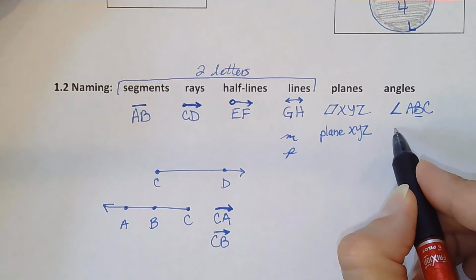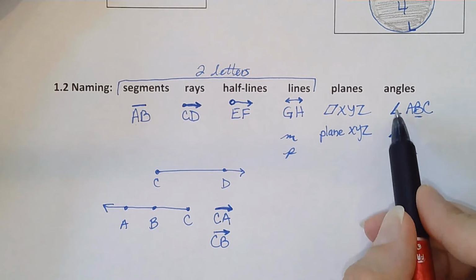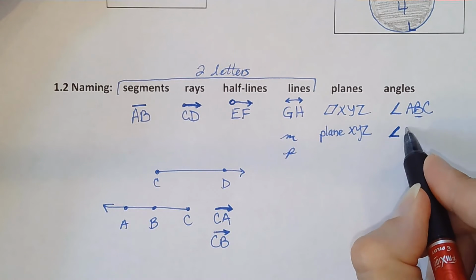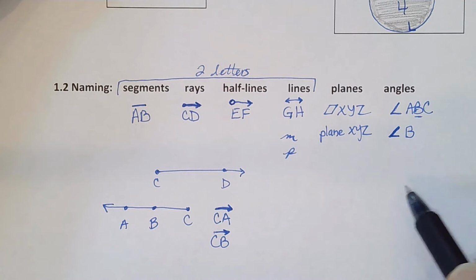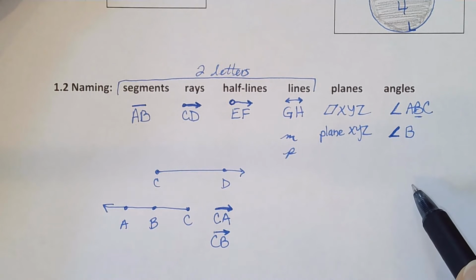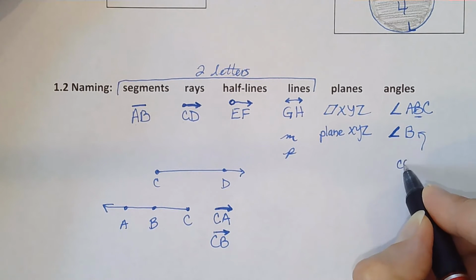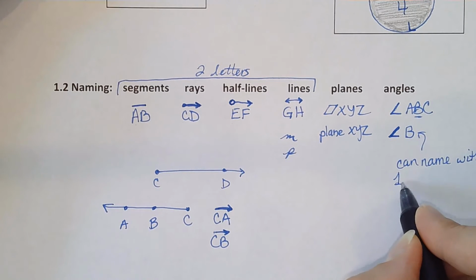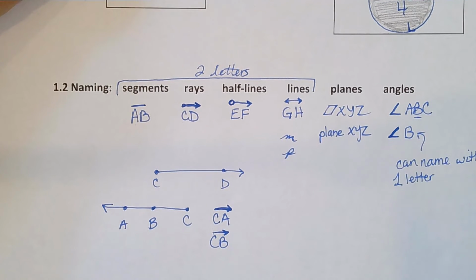To use one letter, so what we would do if we were going to name our angle with one letter, and again, we want to use these angle symbols. So if we're going to name our angle with one letter, we're going to name it by the vertex. And the only time that we can do that is if there's only one possible angle at that point. Okay, so you can name it with one only if there's just one possible angle.